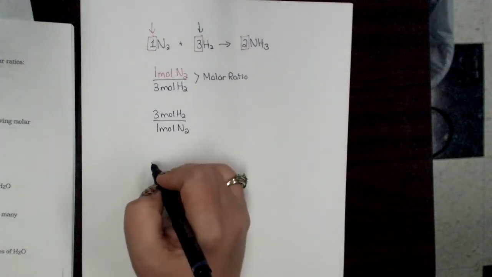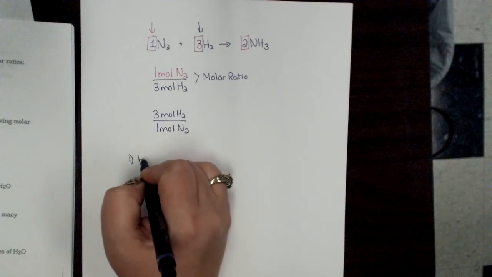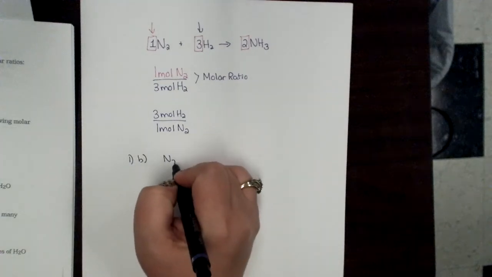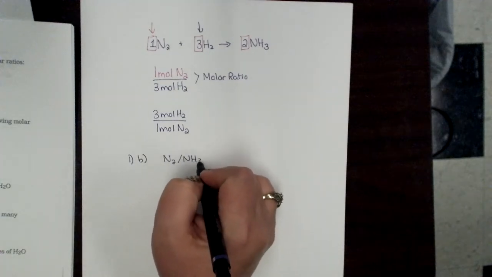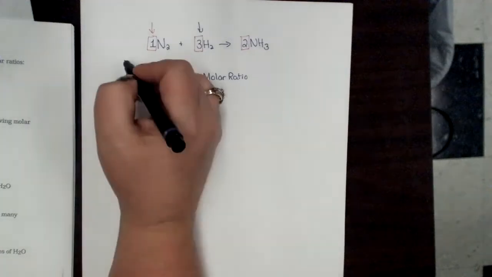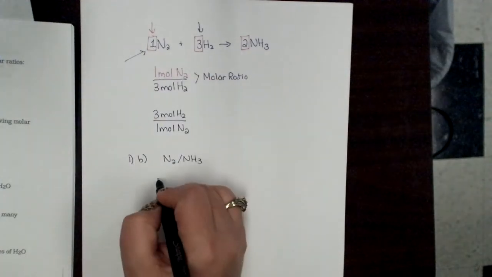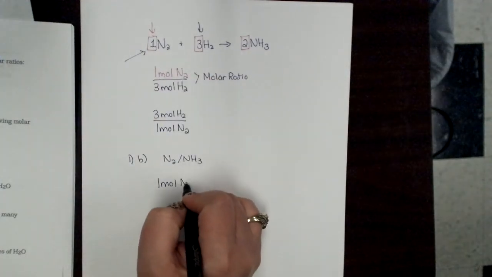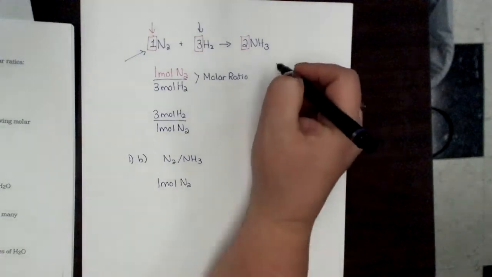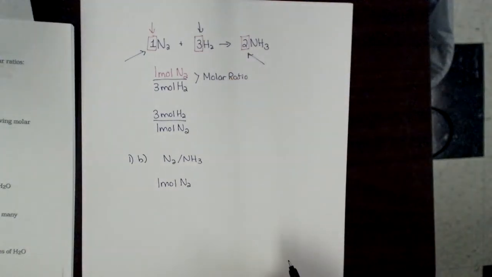So let's look at the next one they ask us for, 1B. It's N2 to ammonia. So let's look at N2. It's 1 mole of N2. And how many moles of ammonia?